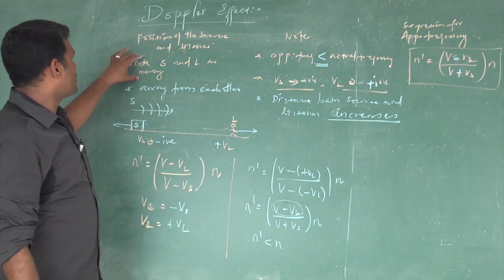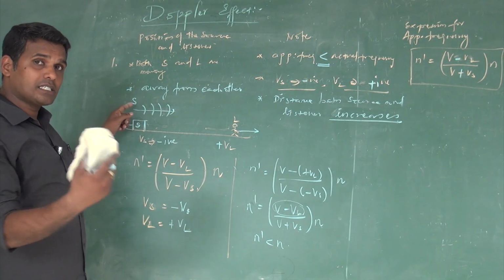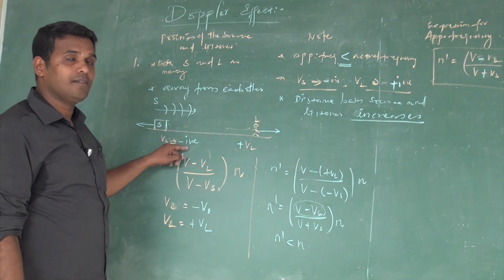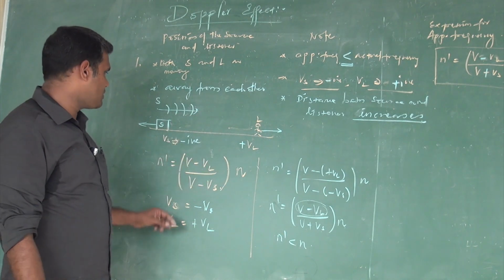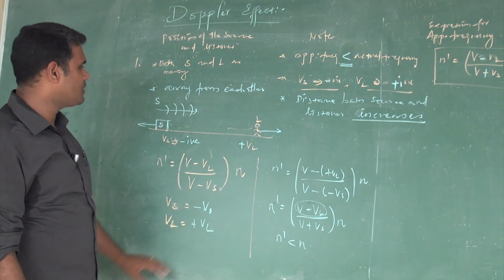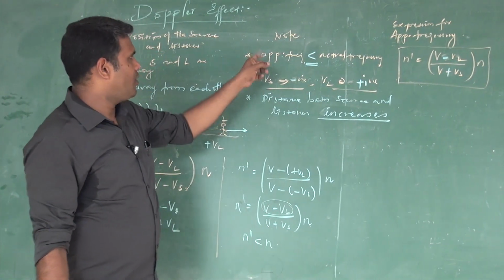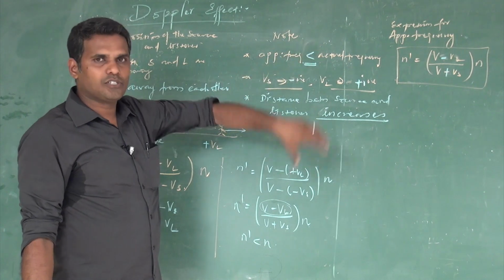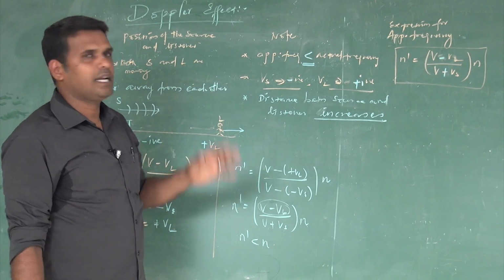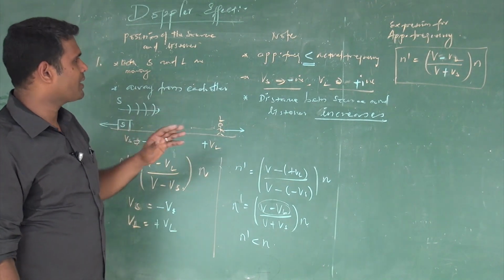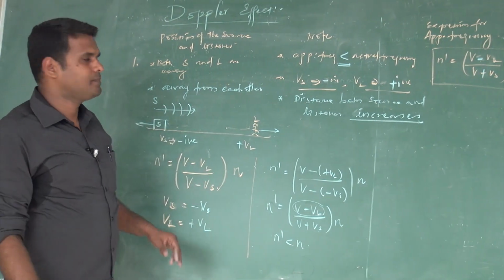So when the source and the listener are moving away from each other, the source is moving opposite to the direction of propagation of sound waves, so Vs is negative. Listener is moving in the direction of propagation of sound waves, so VL is positive. By applying the sign convention in the general expression, I am getting n prime equals (V minus VL) divided by (V plus Vs) into n. Notice apparent frequency is less than actual frequency. You will be listening to a low frequency, low pitch sound than the original frequency, because the distance between the source and the listener increases. They are moving away from each other.